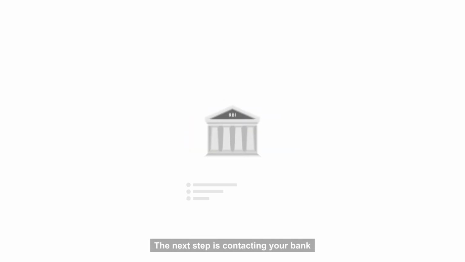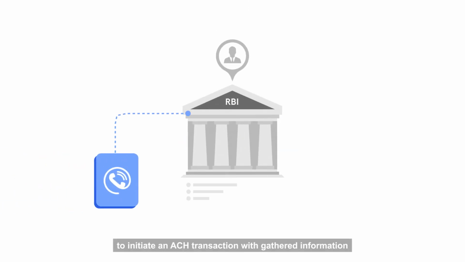Step 2. Contact your bank. The next step is contacting your bank to initiate an ACH transaction with the gathered information. This may be done online or require a physical visit depending upon the bank.